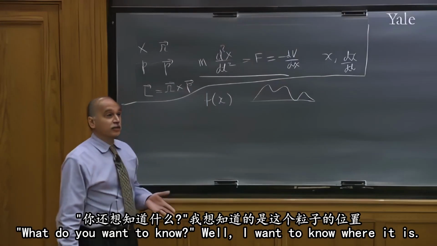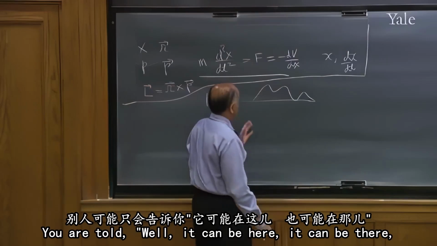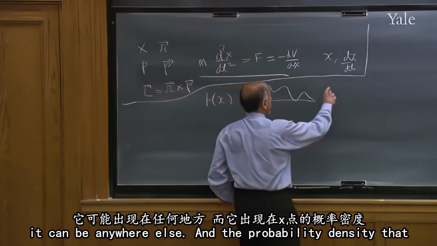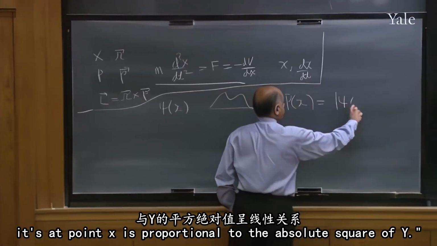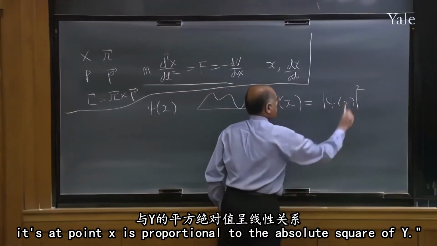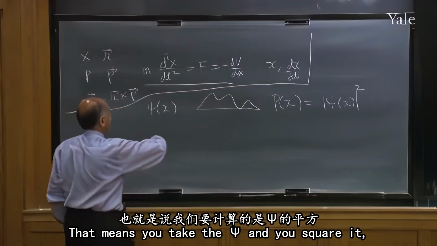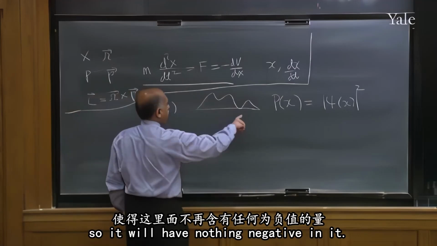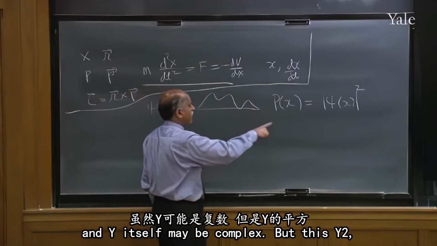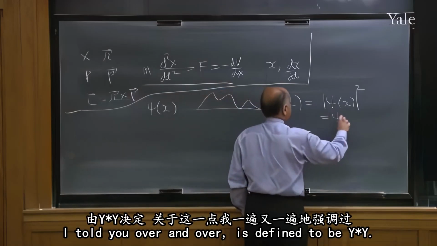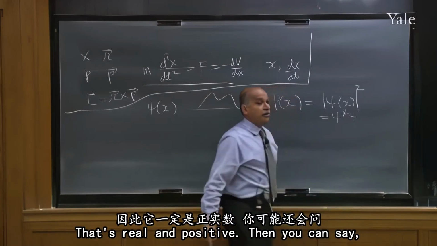Well, I want to know where it is. That's when you don't get a straight answer. You are told, well, it can be here, it can be there, it can be anywhere else, and the probability density that it's at point x is proportional to the absolute square of psi. That means you take this psi and you square it, so it will have nothing negative in it. Everything will be real and positive. And psi itself may be complex, but this psi square, I told you over and over, is defined to be psi star psi. That's real and positive.